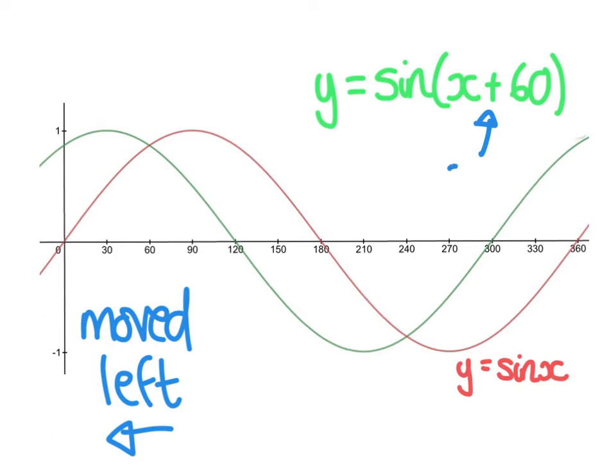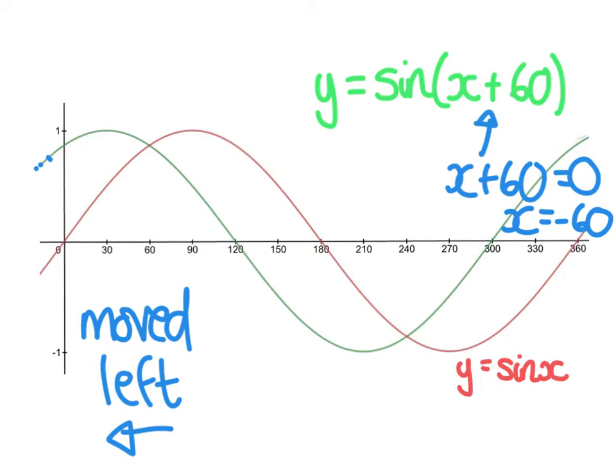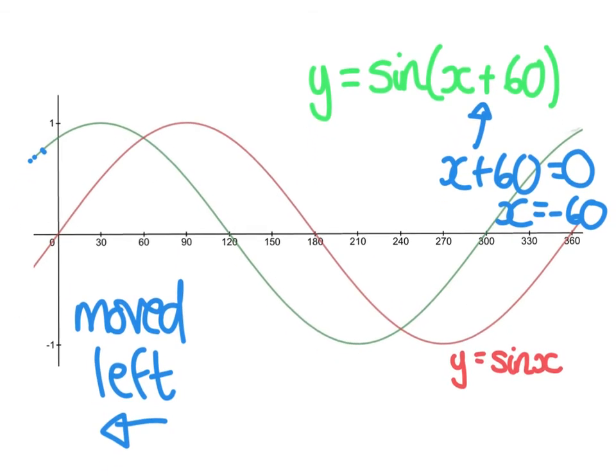The reason for that is if you were to solve x plus 60 equal to 0, that would give you x equals negative 60, which is probably where this graph would cut the x-axis if I had drawn the full thing in, but I haven't. So what I need you to take from this is that if it's moved in the negative direction, we put a plus in the bracket. And if it's moved in the positive direction, you put a negative in the bracket. So this bit here is the opposite of what you think. The sign in here is the opposite of what your instincts are telling you, and that's the trick.